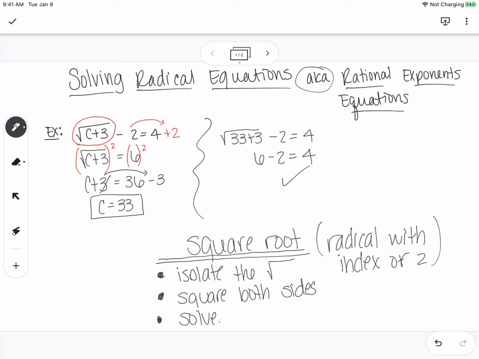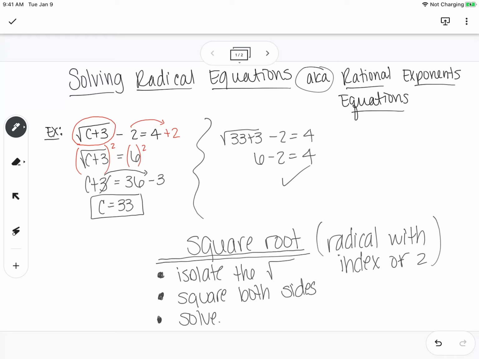And then, of course, check your answer, especially if you have two. If you have two answers, check both of them. Sometimes they both work, sometimes only one works, sometimes none of them work. And those are called extraneous solutions. If you get an answer that does not work, it's called an extraneous solution.